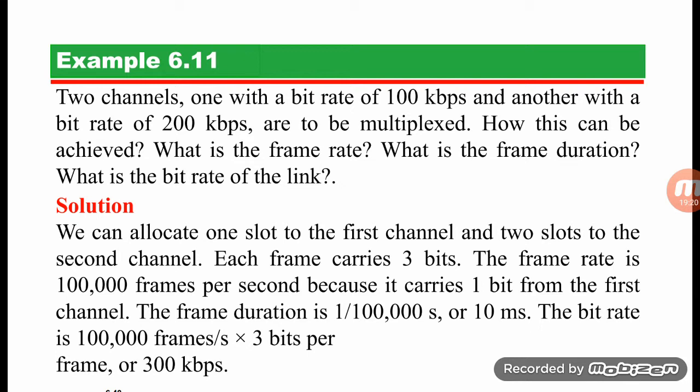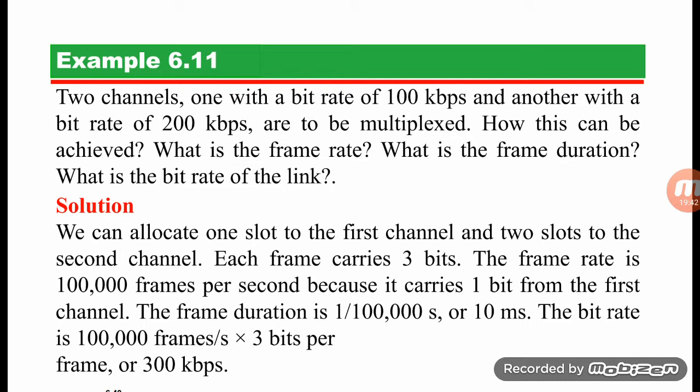What is the frame rate? What is the frame duration? What is the bit rate of the link? Okay. So it is going to be something. No, I don't have a picture here. We can allocate 1 slot to the first channel, which is 100 kbps, and 2 slots to the second channel, which is 200 kbps.